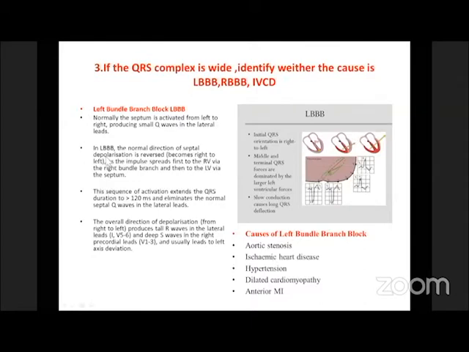But whenever there is left bundle branch block, the normal direction of septal depolarization is reversed. It becomes right to left, as in this figure. The septal depolarization is from right to left, and when it completes the right side, then it goes to the left side. So it takes a longer time to depolarize the ventricle. That's why there is widening of the QRS complex, because it takes a longer time to depolarize the whole ventricle.